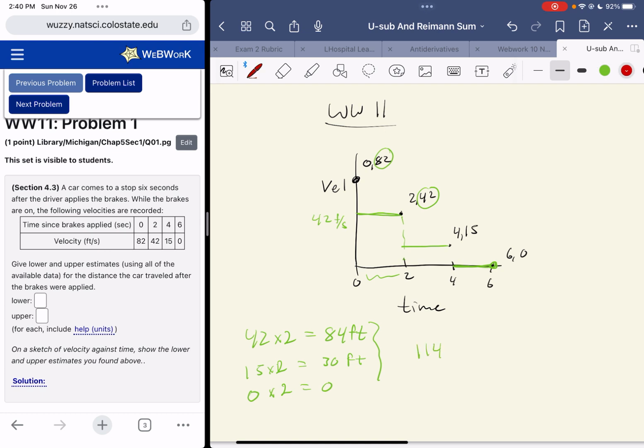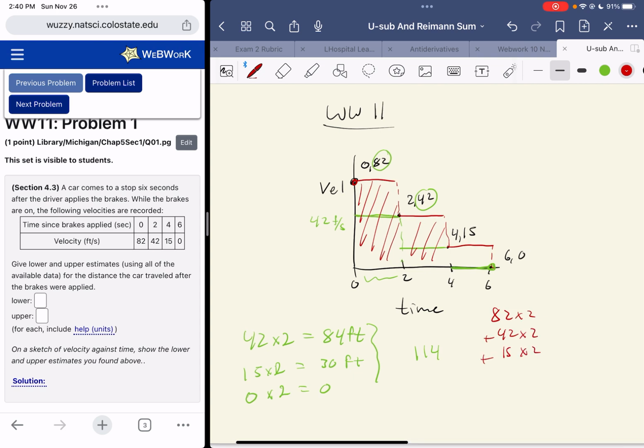Whereas for the upper bound, we just do the opposite. We'll just pretend the car's velocity was 82 feet per second, and then magically it became 42. And then it's 42, and magically it became 15, and it's 15, and magically it became 0. So the total distance of the red travel, well, it's this area here. So I'm going to do 82 times 2 plus 42 times 2 plus 15 times 2.